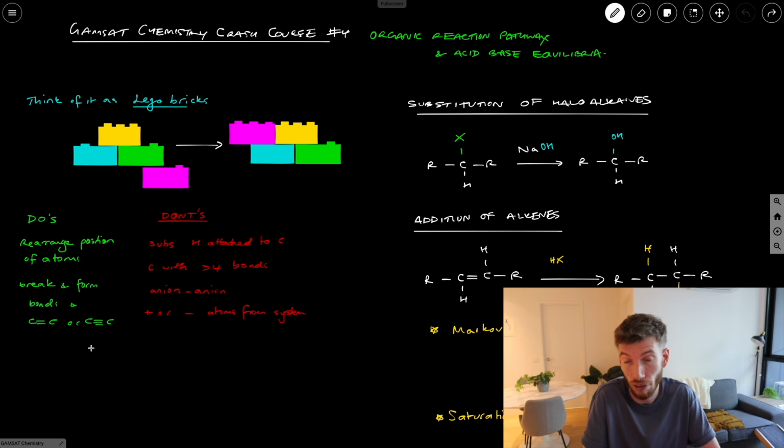These are actually going to be preferentially broken in a reaction pathway, so look out for those. That's the whole point of an organic pathway. It's just another reaction. Reactions are the breaking and reforming of bonds in different configurations.